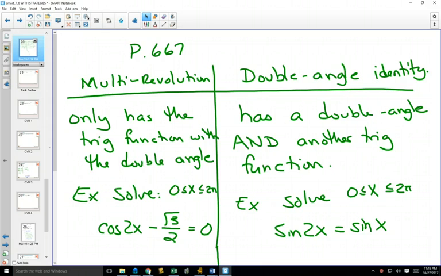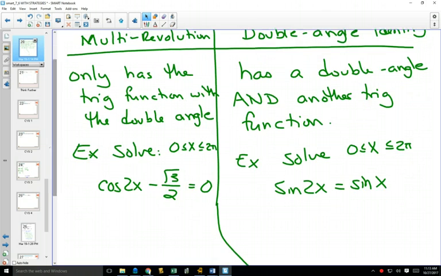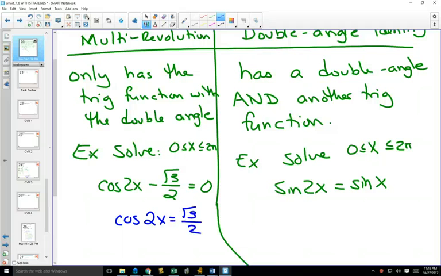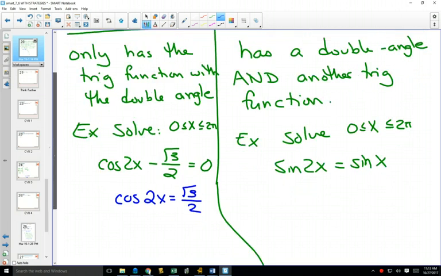The multi-revolution questions that we've done in the past have had a 2x, a 3x, something inside. There has always been a way that you can get that function by itself. So in this example, you can get cos 2x by itself. It's equal to positive root 3 over 2. So whenever you have only the trig function with the double angle, then you could solve it as a multi-revolution question. How do we solve multi-revolution questions?